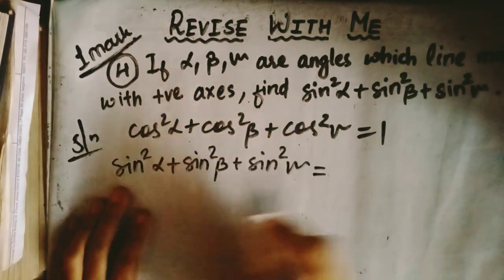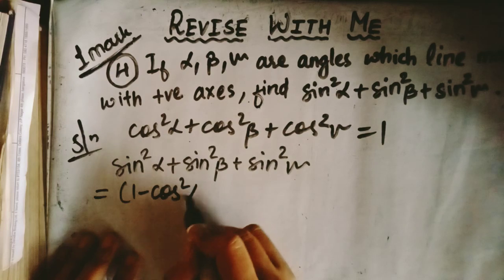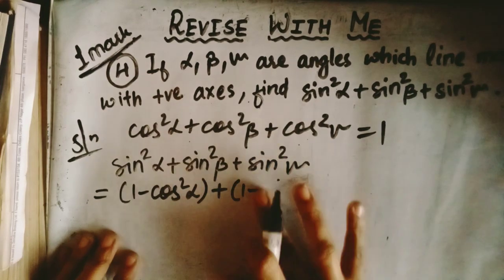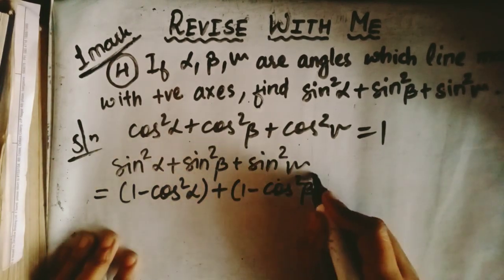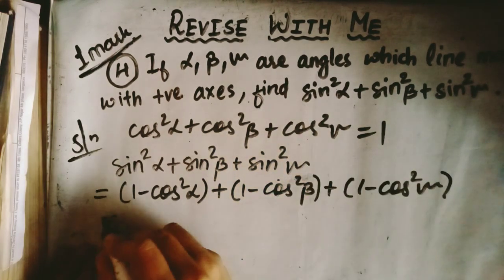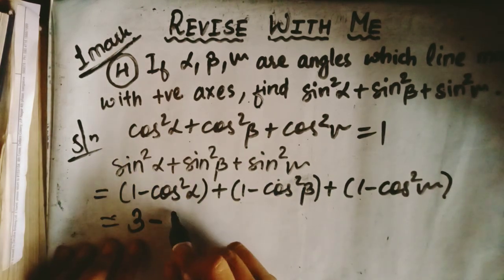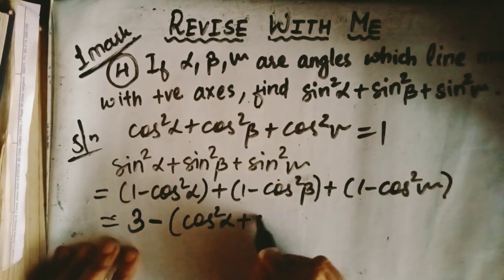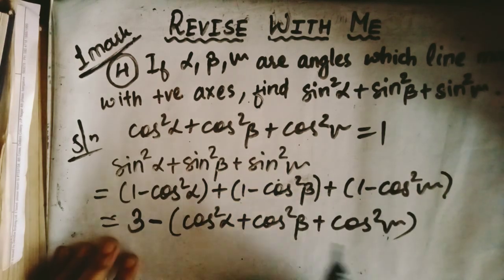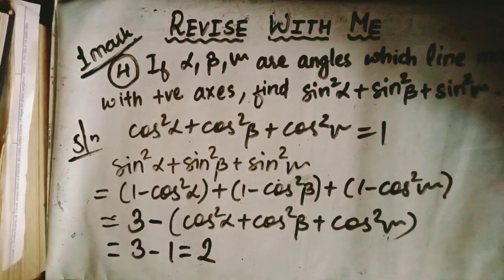Using the identity, right? So sin square alpha, I can write it as 1 minus cos square alpha, then 1 minus sin square beta, cos square beta, sorry, plus 1 minus cos square gamma. Okay, so 1 plus 1 plus 1 becomes 3, and minus we have cos square alpha plus cos square beta plus cos square gamma. Now these three terms add up together, which gives you 1. So the final answer is 2. Okay.